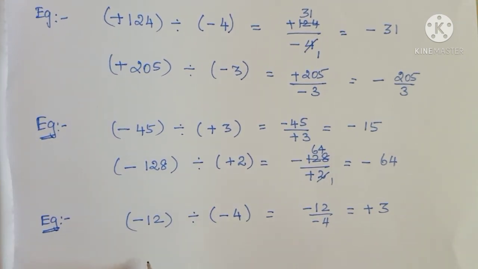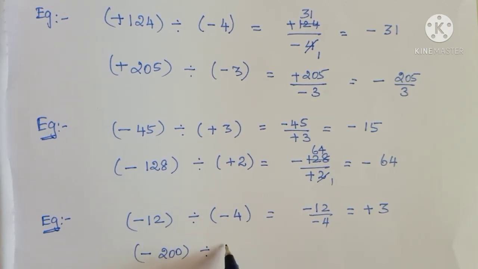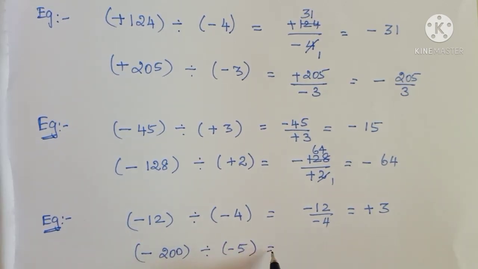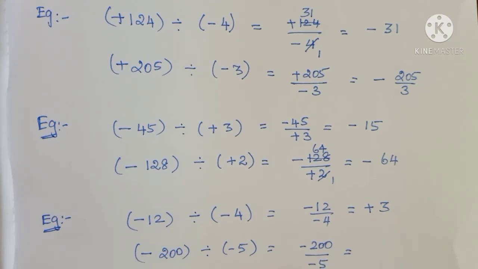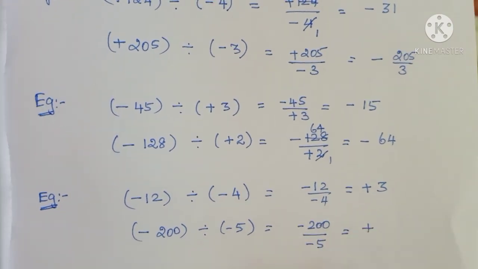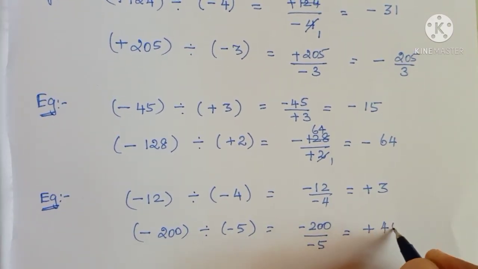One more sum. Minus 200 is divided by minus 5. So what will you get? Minus 200 divided by minus 5. So negative by negative, what will you get? Positive. 200 by 5, that is 40.